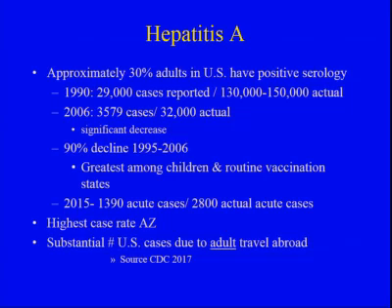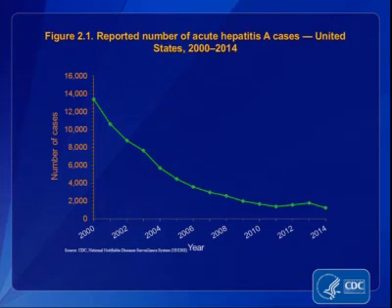The highest case rate is in Arizona. Anybody from Arizona in the audience? One person, okay. And a lot of cases in the United States result from adult travel abroad, because most kids are vaccinated for that. So this has become the biggest risk factor.